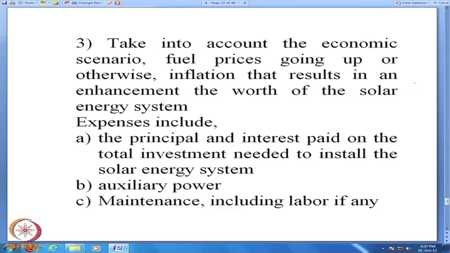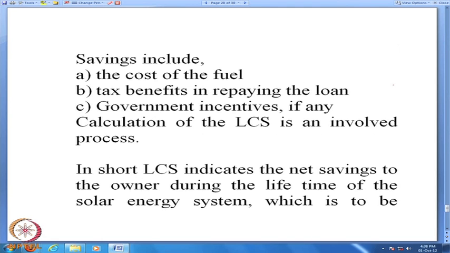Now, take into account the economic scenario, fuel prices going up or otherwise, inflation that results in an enhancement of the worth of the solar energy system, and expenses include, you can go through this. So, I will read it out instead of writing. The principal and interest paid, the total investment needed to install the solar energy system, auxiliary power, maintenance including labor, if any, and savings include mainly the cost of the fuel, tax benefits in repaying the loan, government incentives if any, and calculation of the LCS is an involved process.